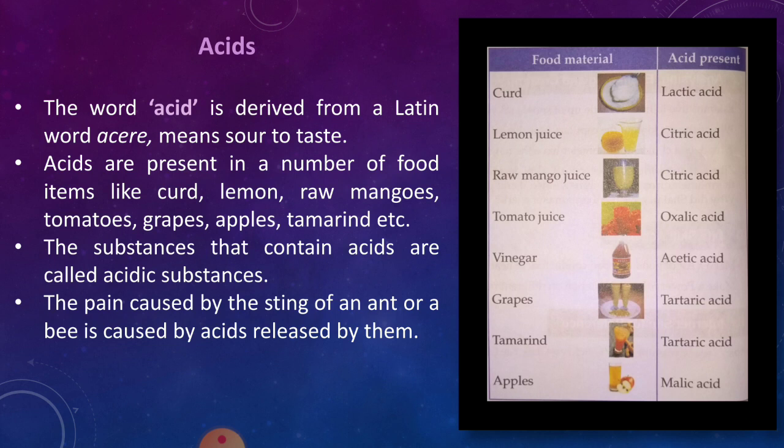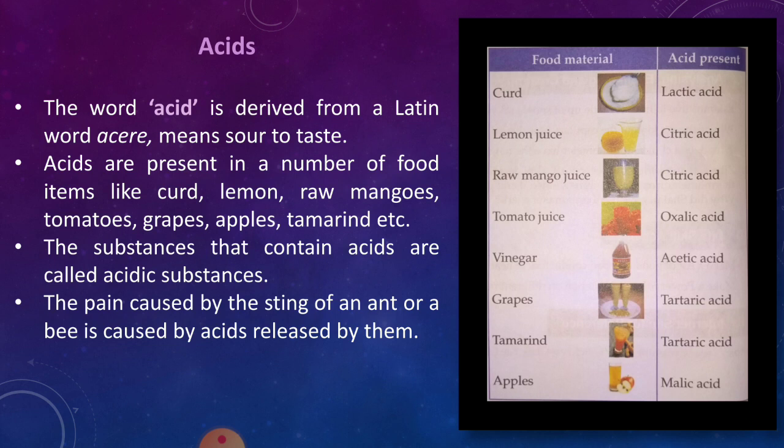Sometimes when a bee or ant stings, when they bite us, they also release an acid. Its name is formic acid. So acid is a material or a substance which is sour in taste. Next, the substances in which acids are present are called acidic substances.